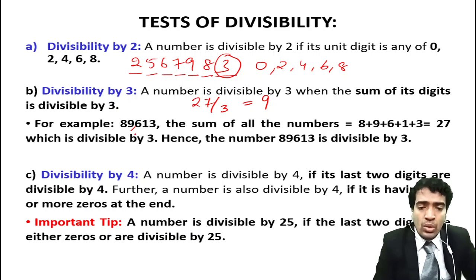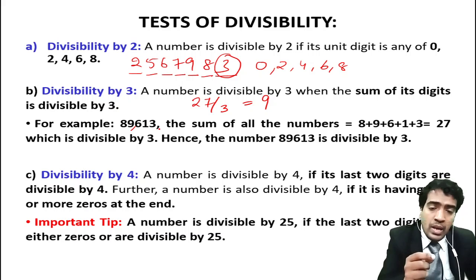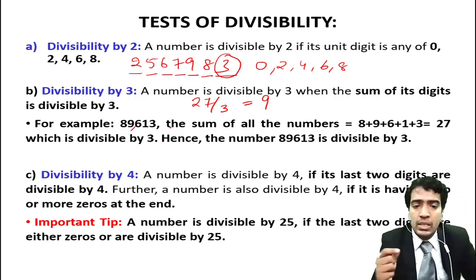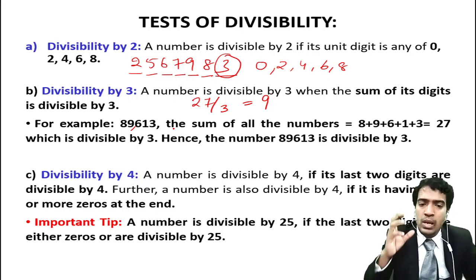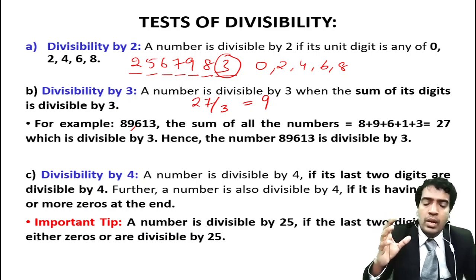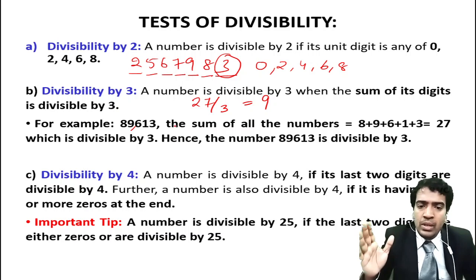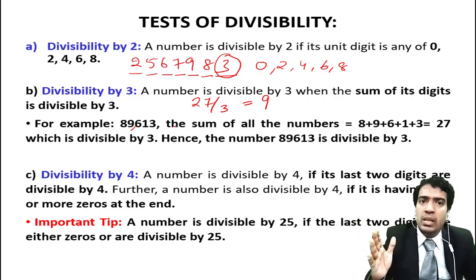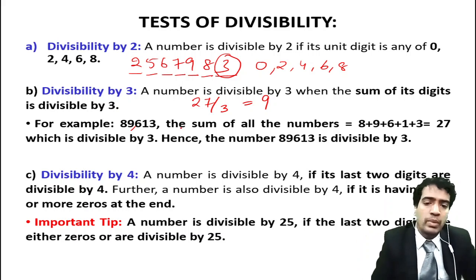Okay. So, since the sum of the digits is divisible by 3 without leaving any remainder, that is the remainder is 0, you would also say that the entire 89,613 also is divisible by 3. So, all you need to perform is to add the digits and see if the sum of the digits given is divisible by 3. If it is divisible by 3, then the number is also divisible by 3.